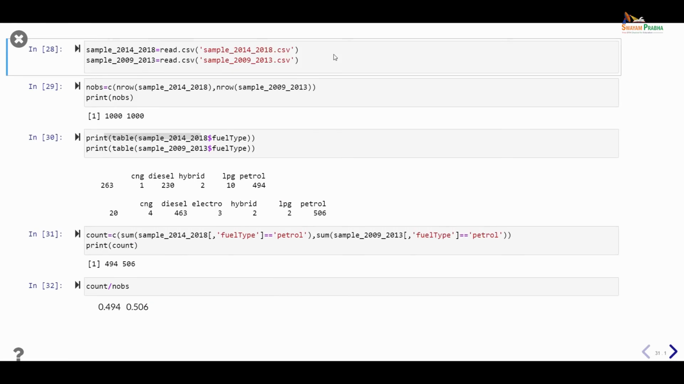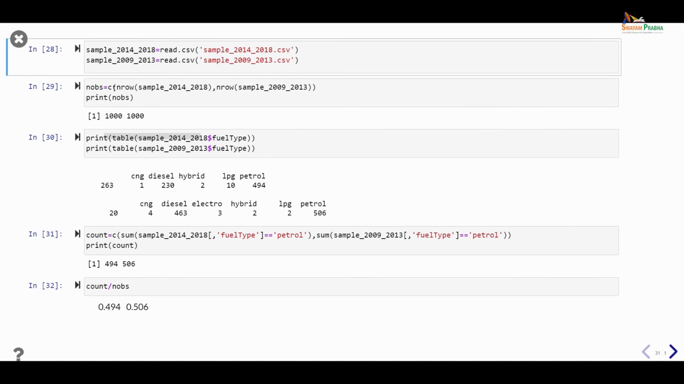Now you've been given two sample files, one for the year 2014 to 2018 and the other for the year 2009 to 2013. Just like I said for the previous example, we've taken the original data and placed these two conditions on it, and in both the subsetted records we've drawn 1000 samples each, and this has been provided to you in the form of a CSV file. You need to read these CSV files using the command read.csv.